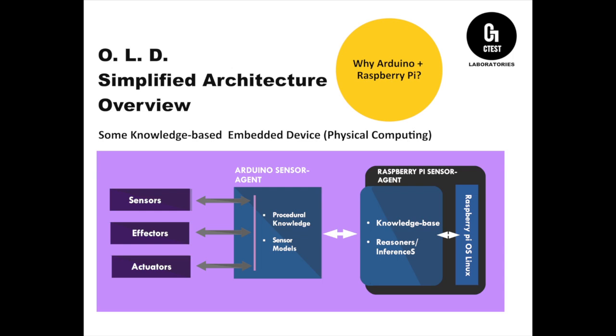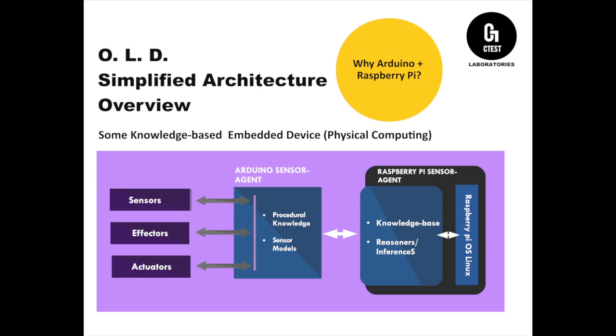Now, in our old architecture, we're going to talk a little bit more in a minute about what old means. But in this old architecture, it's an agent-based architecture. So we have two agents. We have one agent that runs on the Raspberry Pi, and we have one agent that runs on the Arduino. The Arduino agent has procedural knowledge about sensors, effectors, and actuators. The Arduino agent has C++ models, detailed models of specific sensors, specific actuators, specific effectors. So it's the device-specific knowledge that we model and that we run on the Arduino.